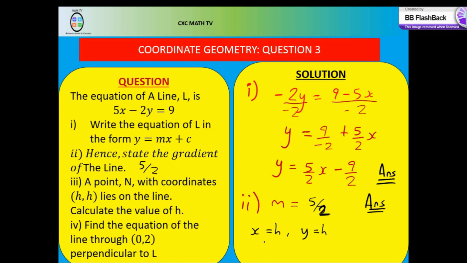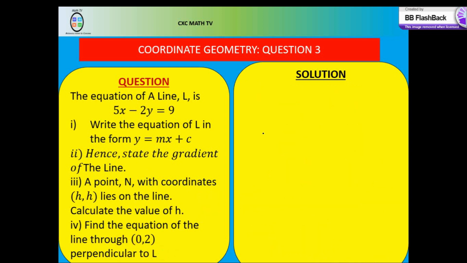So if x is h, we can use the original equation and put x as h and y as h. 5h minus 2h equals 9. 3h equals 9, and so h is equal to 3. That's the answer. The point N is just the point (3, 3), and h is 3. Easy. Now it says find the equation of the line passing through (0, 2) perpendicular to L.